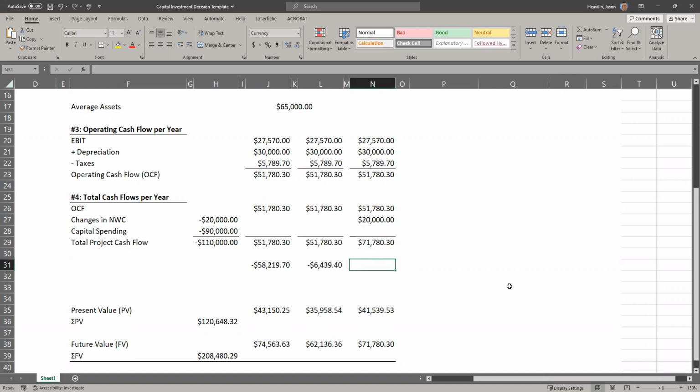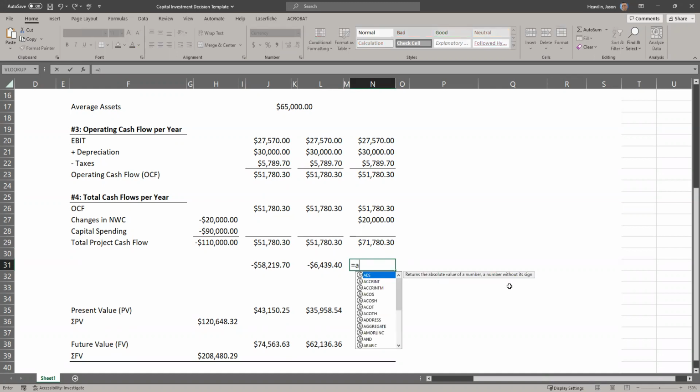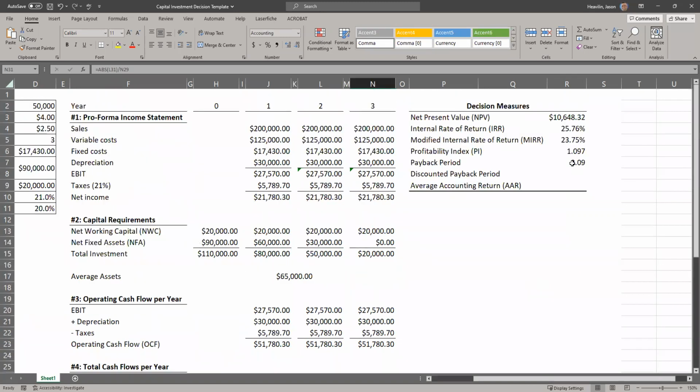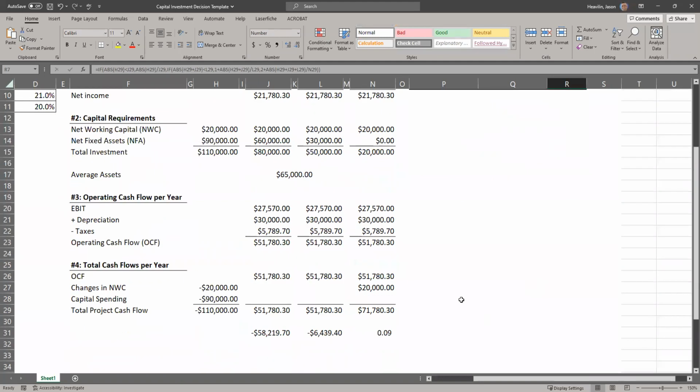So one way to look at it is, we're going to take the absolute value of this one here, and we're going to divide it by what's going to come in next year, and you get that 0.09. Let's put that this way. So what happens is it took 1 year, 2 years, and 0.09 of the third year, not the entire year. So 2 years plus that decimal, and that's how we got the 2.09. But this is a step-by-step decision.